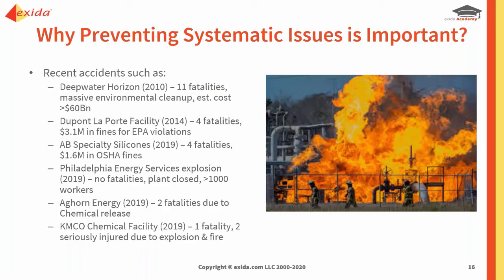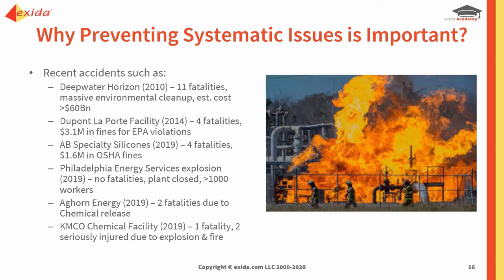So again, why is it important we do this? Well, if you just look at the accidents that have occurred, Deepwater Horizon, there were 11 fatalities, massive environmental cleanup. The estimated cost from BP is greater than 60 billion. And there were systematic issues involved with that. The DuPont, the port facility, there were 4 fatalities. There were 3 million in fines for EPA violations.